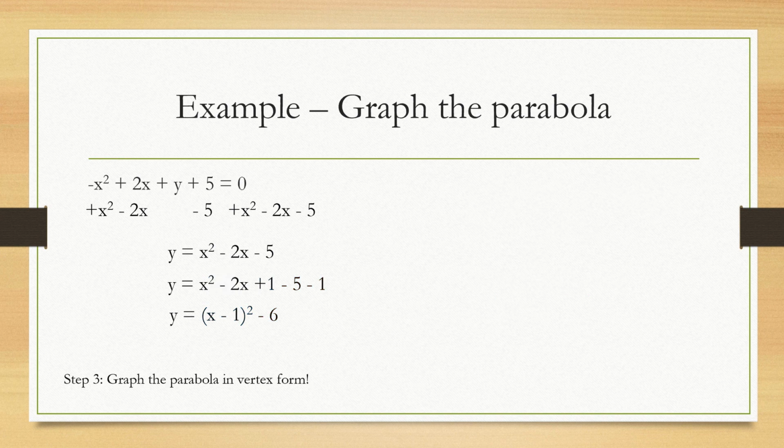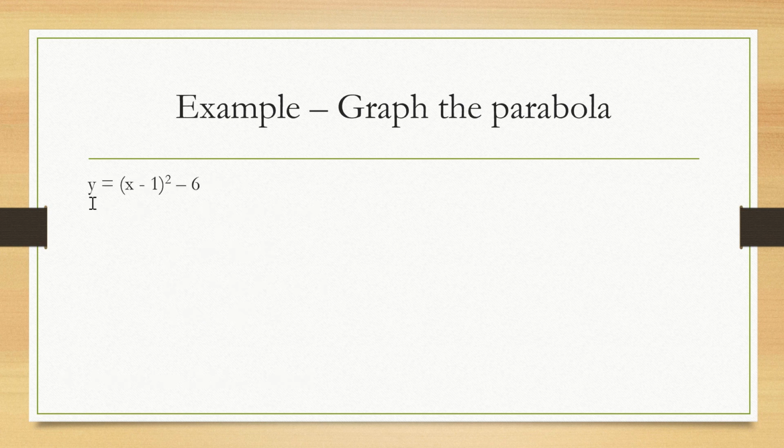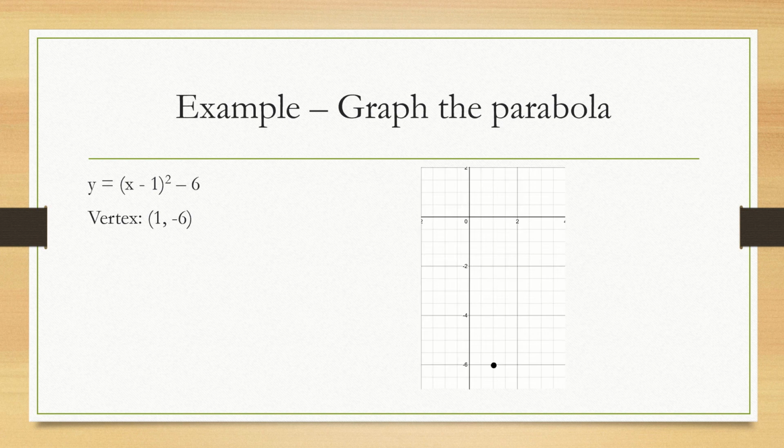Once we get it into vertex form, we're just going to graph the parabola, and so we can see what it looks like. Okay, so I'm going to take that equation that I got doing algebra, and I'm going to put it up here. So we have y equals (x minus 1) squared minus 6. So the vertex is going to be at the opposite of negative 1, which is at 1, and then at negative 6 right here. That's where our vertex is, at (1, negative 6). So we can plot that point.